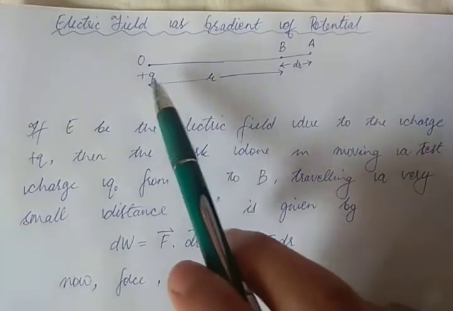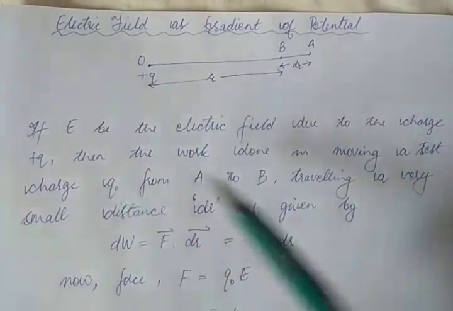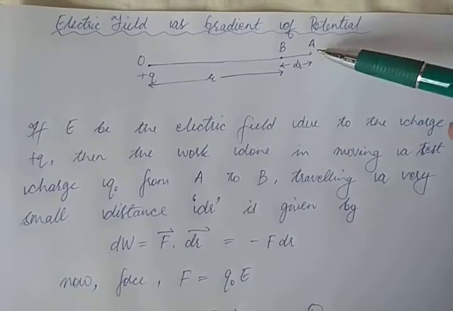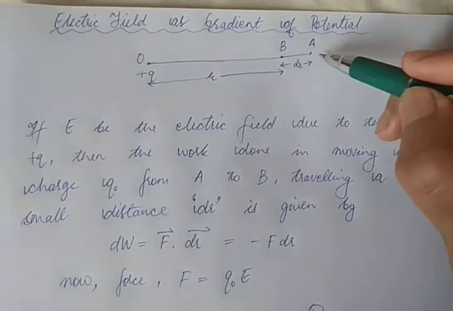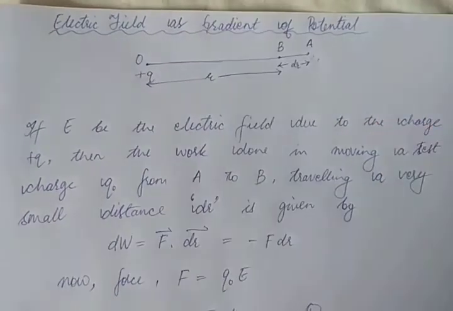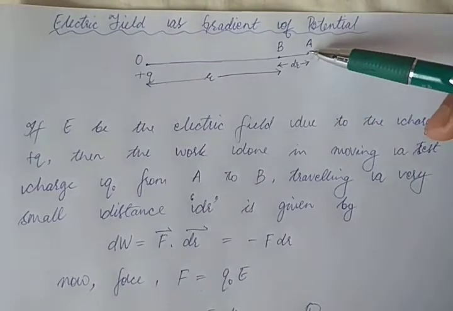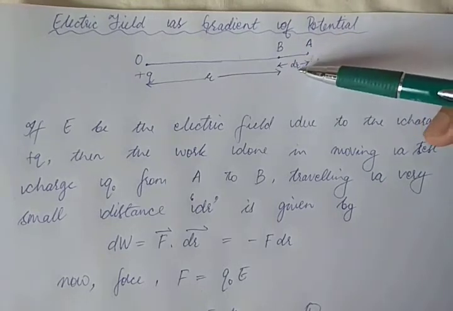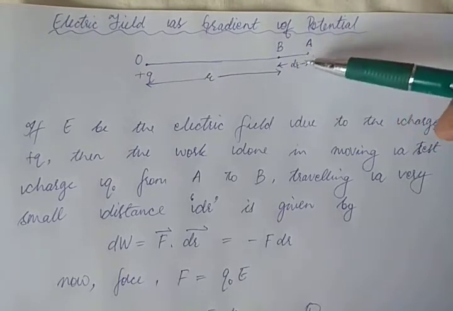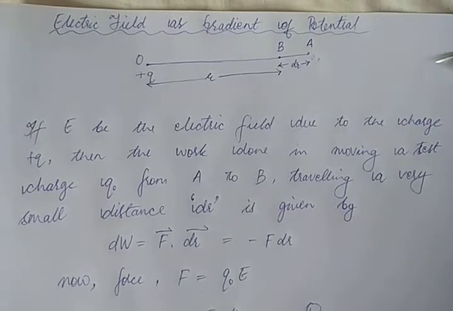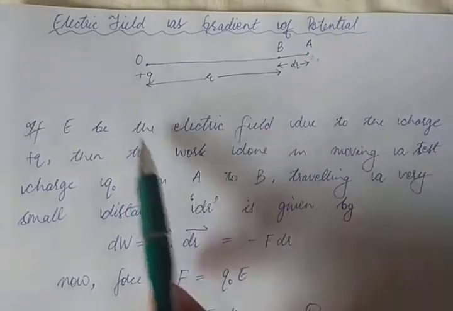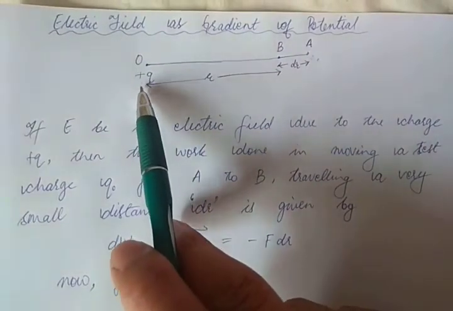The electric field due to plus Q is E, and what we want to do is move a test charge Q naught from point A to point B by a very small distance dr. The test charge is always positive. And we have a positive charge plus Q over here.